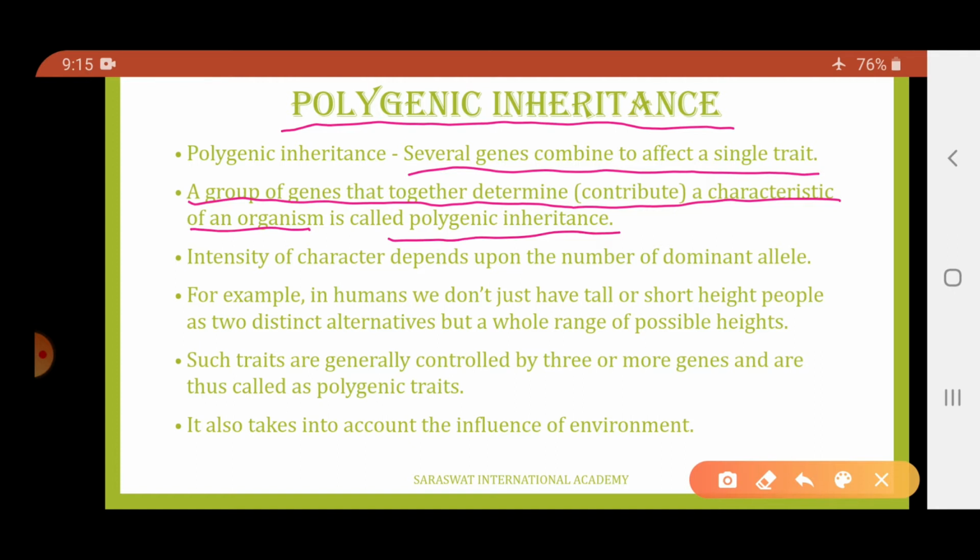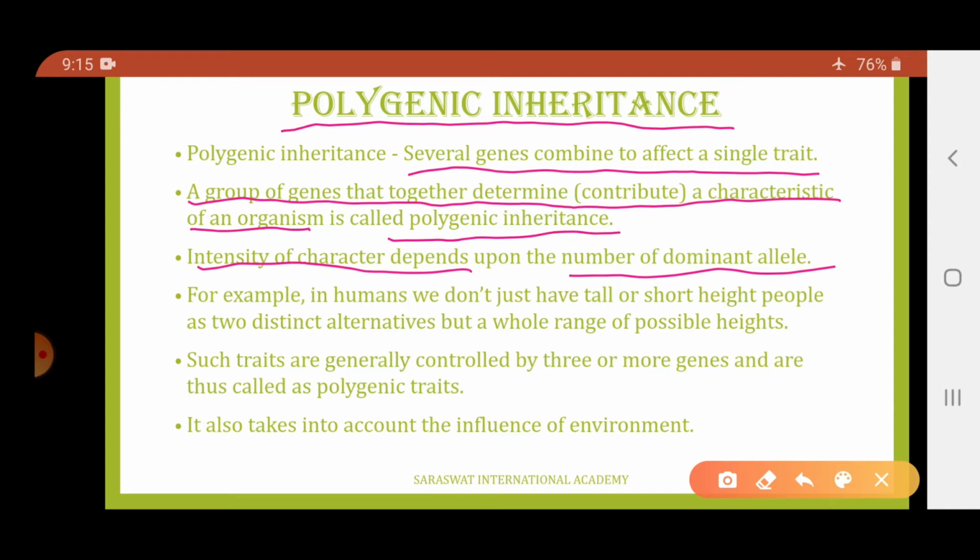Now students, here the intensity of the character depends upon the number of dominant alleles. So what type of character and its intensity will be decided by the number of dominant alleles. This particular thing will be clear when we take the example of human skin color. But before that, one another example.